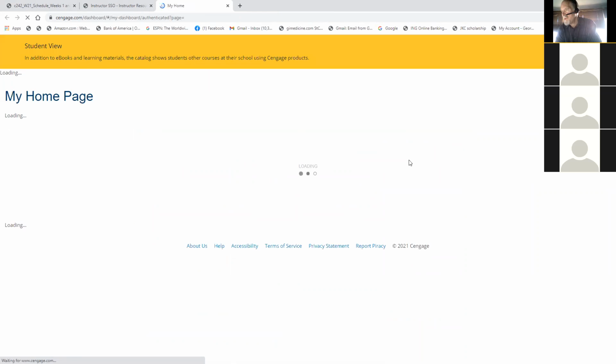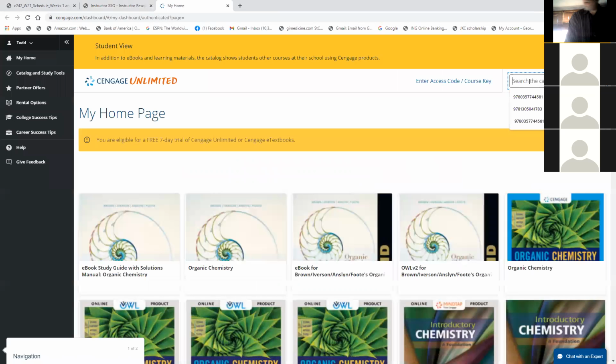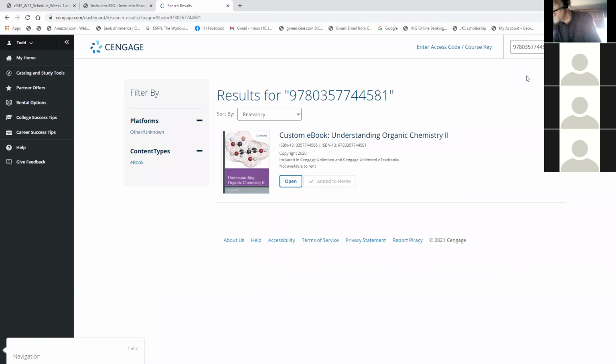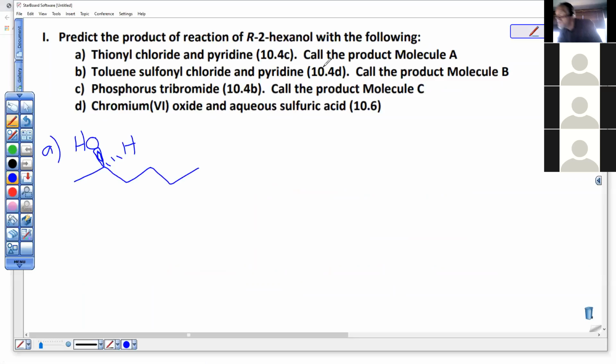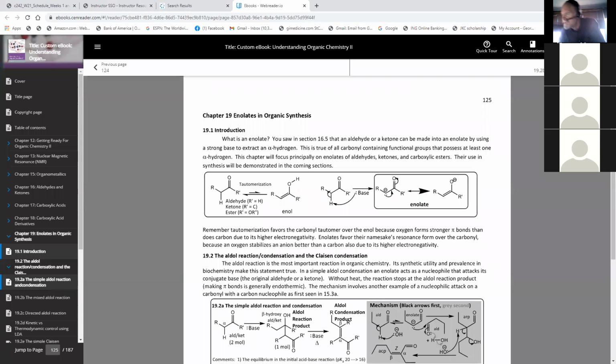And then we need to put that code in. Some of you probably have this automatically set up on your computer. Search the catalog for that code. I saw it there, but I'm pasting what I did earlier. And there's our custom ebook for Understanding Organic Chemistry 2. And I believe we were looking for section 10.4C and call the product molecule A.